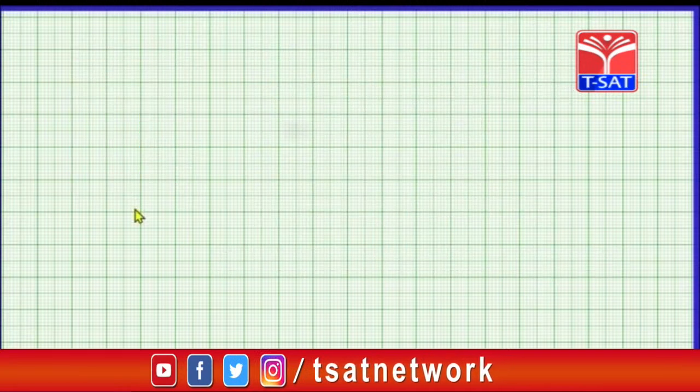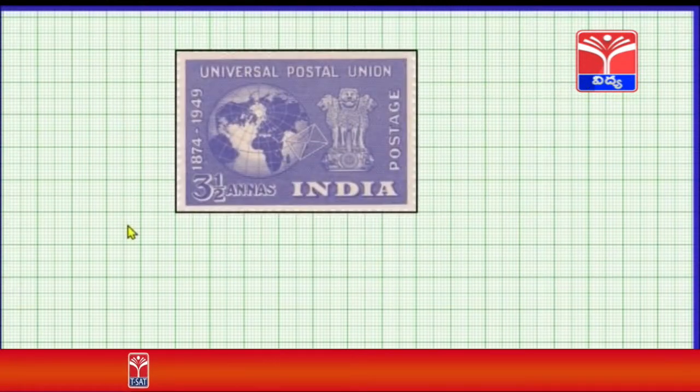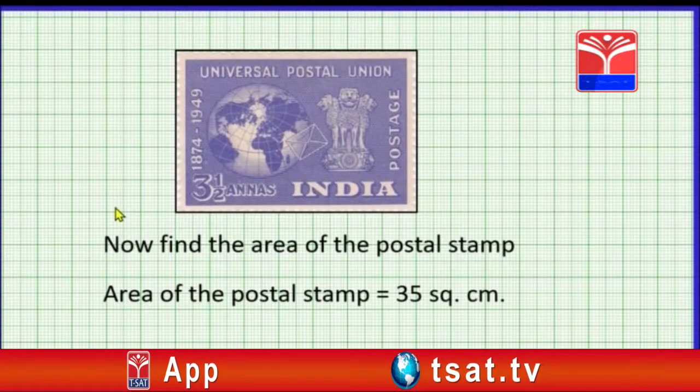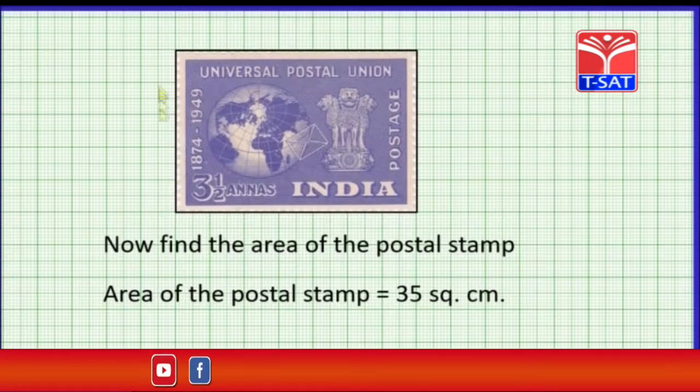Like that, now see this stamp. How many squares are here? Find the area of total stamp here. Area of the stamp is 35 square centimeters. Here 5 and here 7.